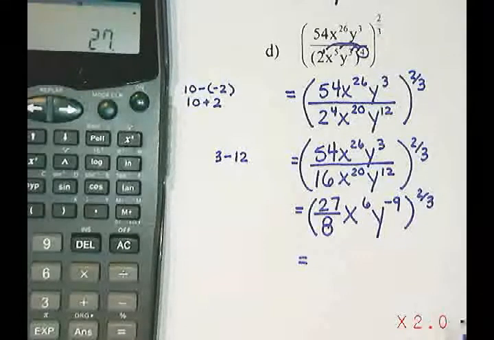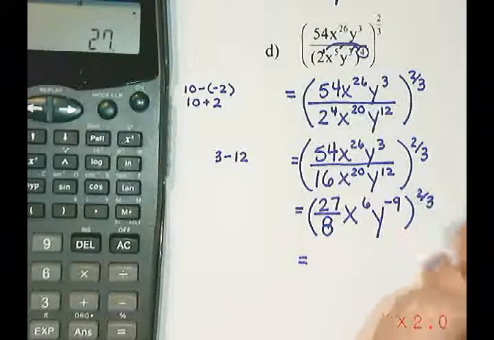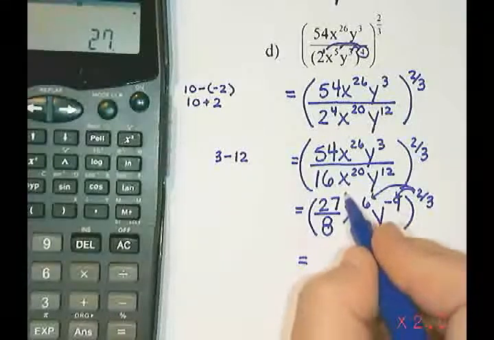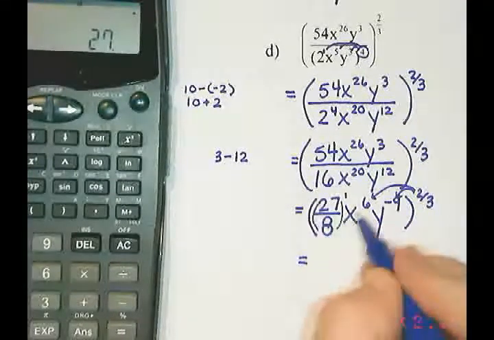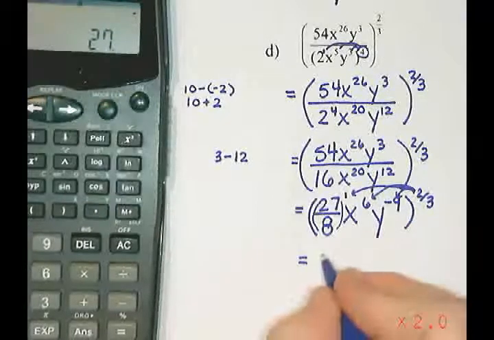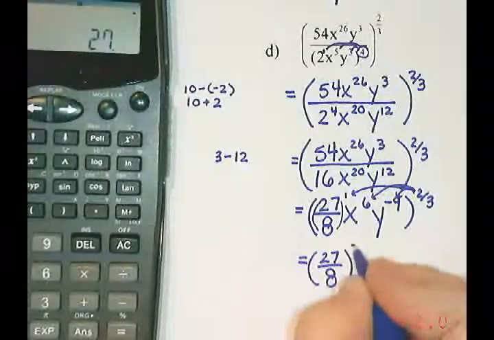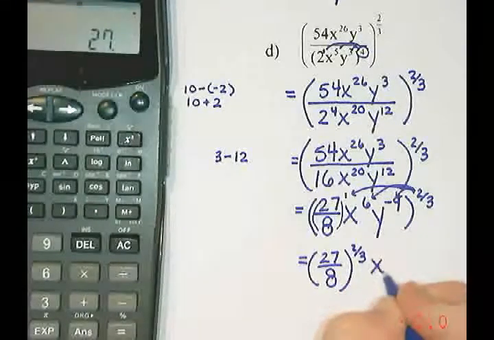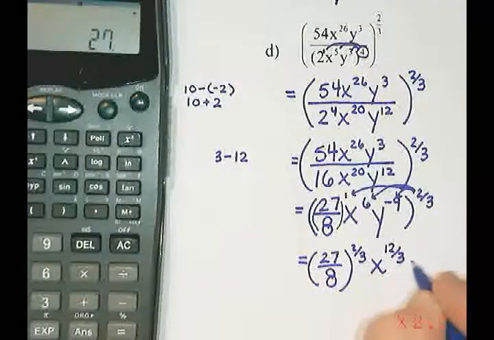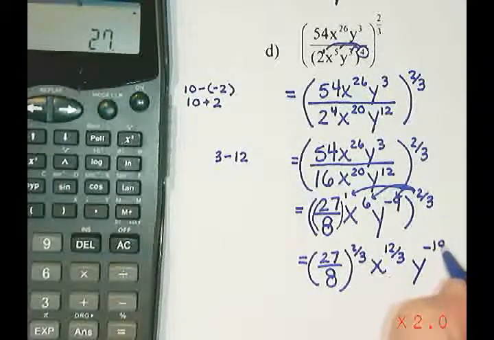Well, this is where it's about to get a little messy. I'm going to multiply the exponent of 2/3 into my exponents. So the negative 9, the 6, and the invisible negative 1 on that 27 over 8. So I'm going to get 27 over 8 to the power of 2/3, x to the power of 6 times 2/3 is 12 over 3. Negative 9 times 2/3 is negative 18 over 3.